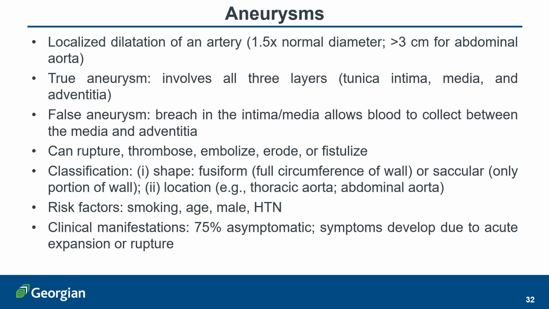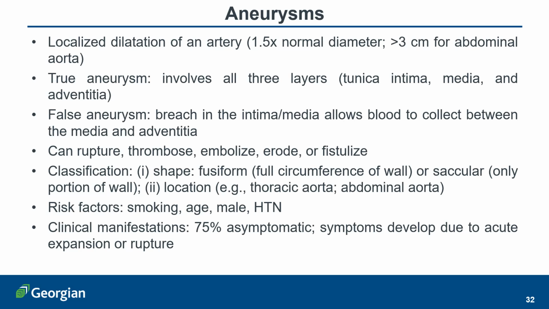A couple more definitions. A true aneurysm involves all three layers, so both the tunica intima, media, as well as the tunica adventitia are affected, so you have complete dilatation of all three layers. A false aneurysm is when there's a breach in the tunica intima or the media that allows blood to collect between the media and the adventitia. Notice that's different from a dissecting aneurysm. Here, a false aneurysm is the breach between the media and the adventitia. A dissecting aneurysm is between the intima and the media.